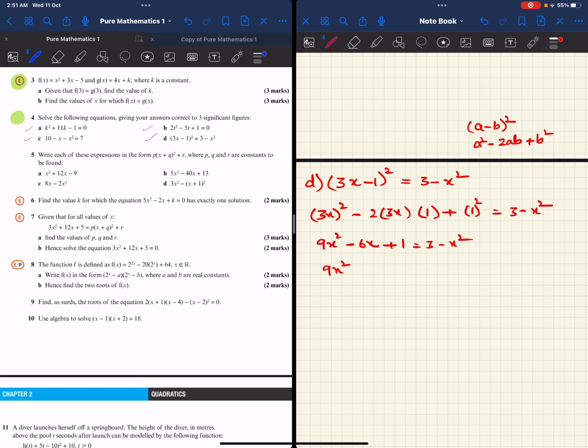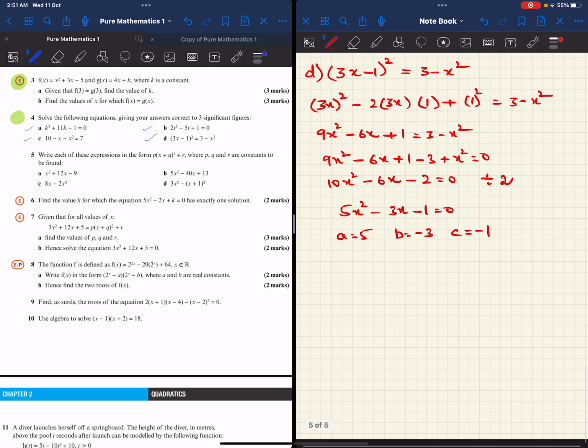So we can bring everything on one side. Minus 3 plus x squared. So we have 10x squared minus 6x minus 2 is equal to 0. We can divide the entire equation by 2. So we have 5x squared minus 3x minus 1 is equal to 0. So our a is 5, b is negative 3, and c is negative 1.